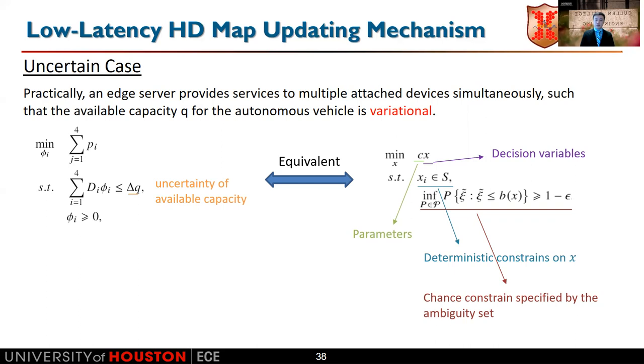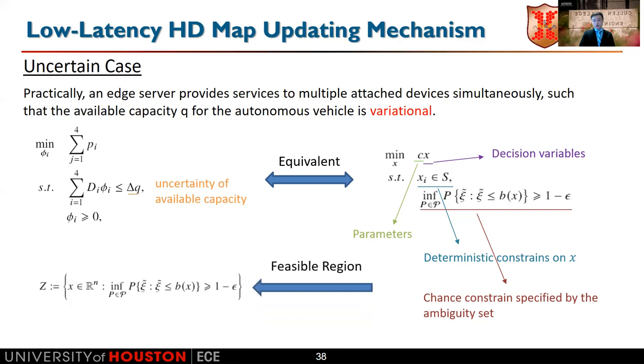In the objective function, C is the parameters and X is the decision variables, which is the percentage of each layer allocated to the edge server. The first constraint is the deterministic constraint on X, like it should be non-negative. And the second constraint is the chance constraint specified by the ambiguity set. This constraint can also be interpreted as requiring all the uncertain constraints to be satisfied for the probability distribution in the ambiguity set P with a probability of at least 1 minus epsilon. Here epsilon is also the risk tolerance, which means the instance appearance chance.